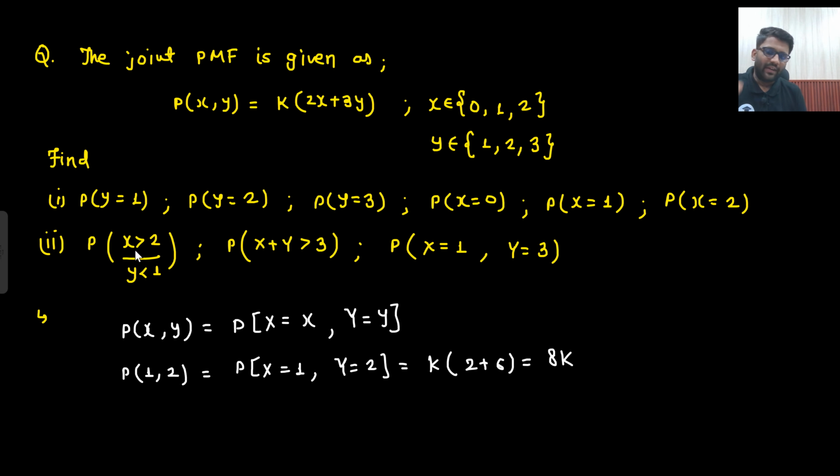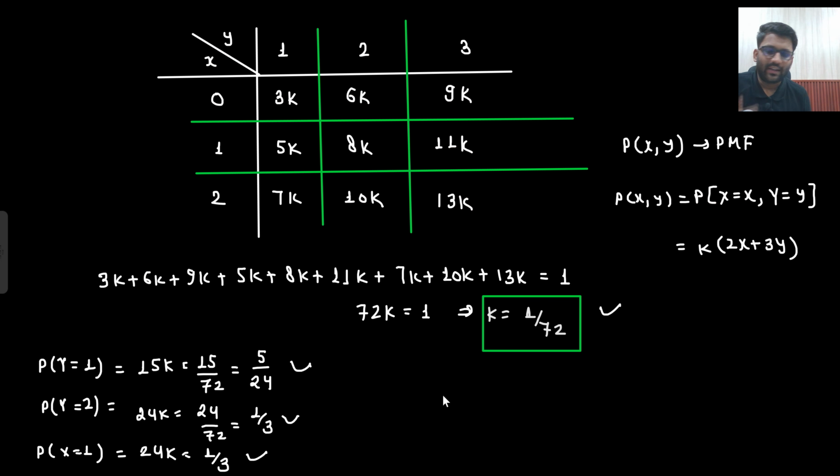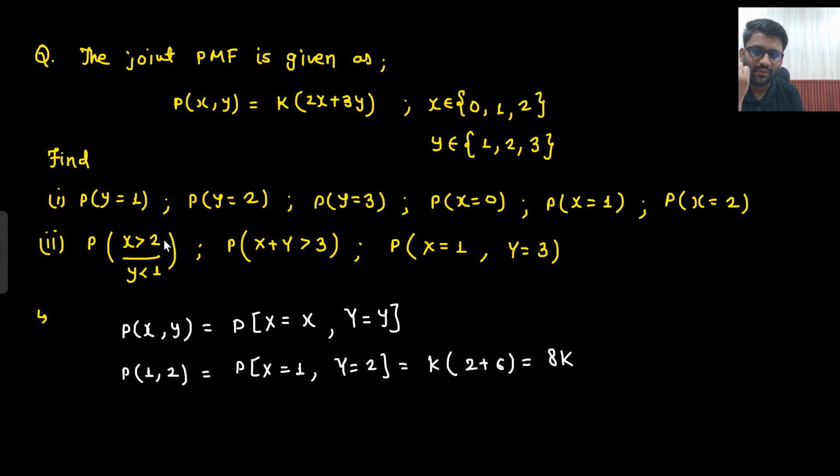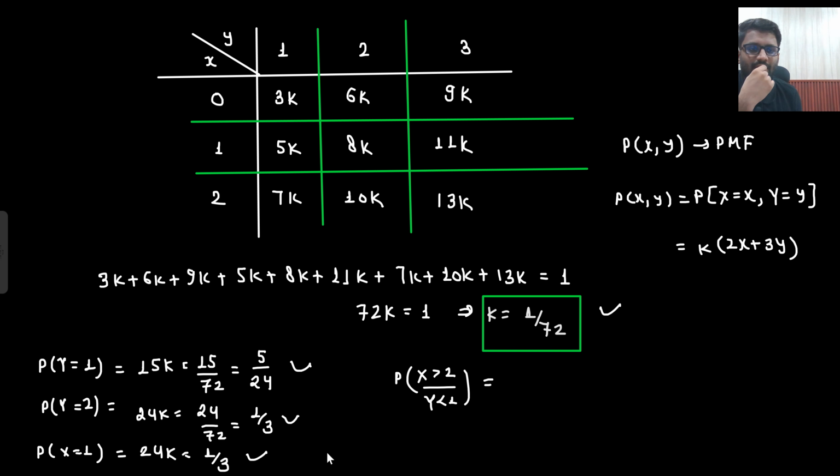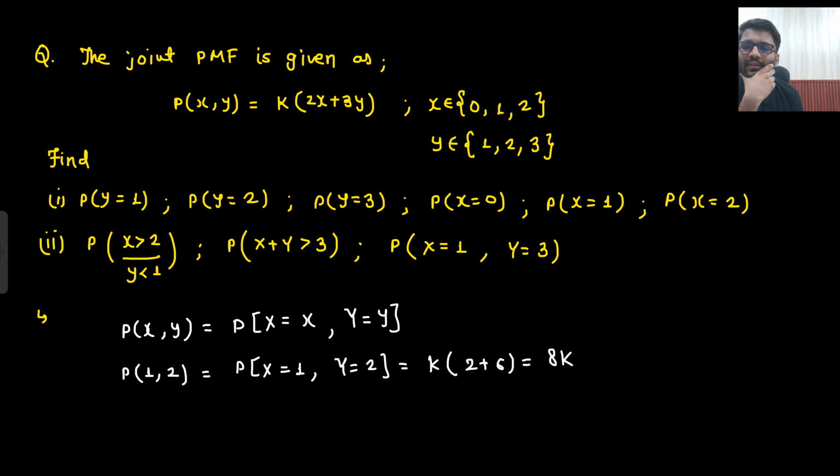Next, what are they asking? The probability of x being greater than 2 given that y is less than 1. X should take a value greater than 2 given that y is less than 1. Y is less than 1 is not even possible, right? Y can never take a value less than 1.